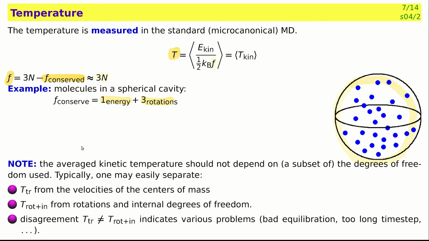It is sometimes useful to calculate separately the temperature from velocities of the centers of mass and from rotations and other internal degrees of freedom. They should match. If they don't, it means there is some inaccuracy or some other problem.